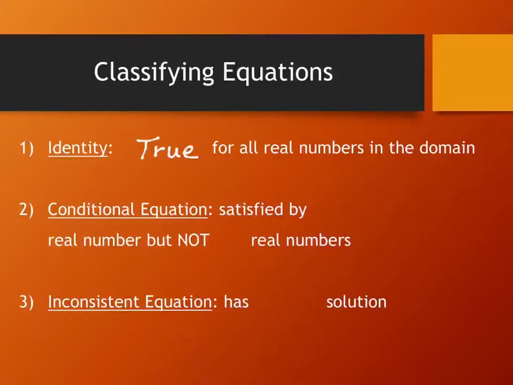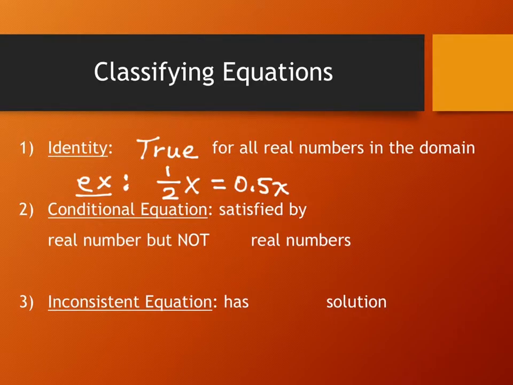For example, I'll give you a real quick example right here. Let's say, for instance, that I had 1/2 x equals 0.5x. That's an identity. No matter what x is, it is true. Okay?